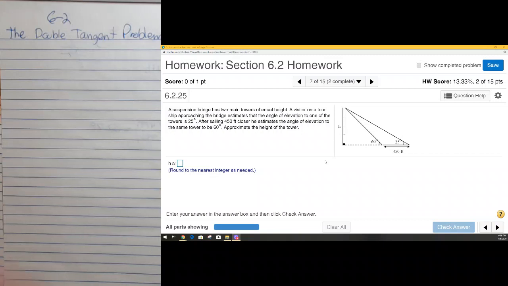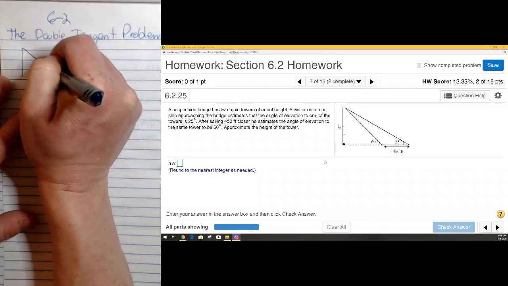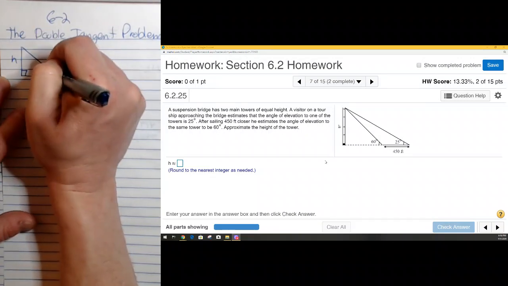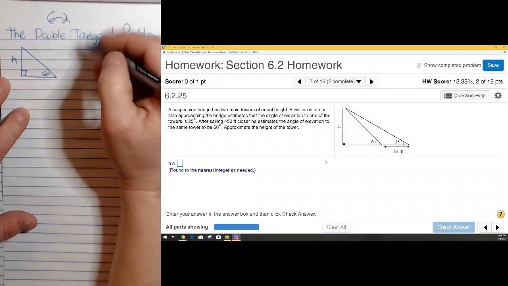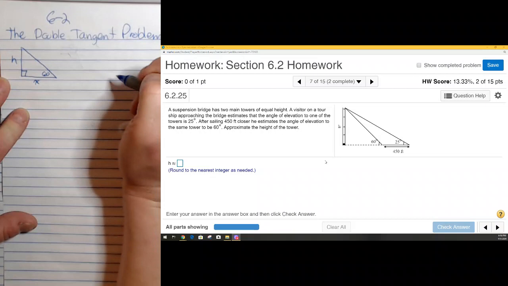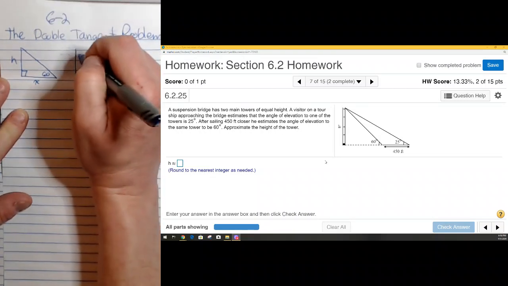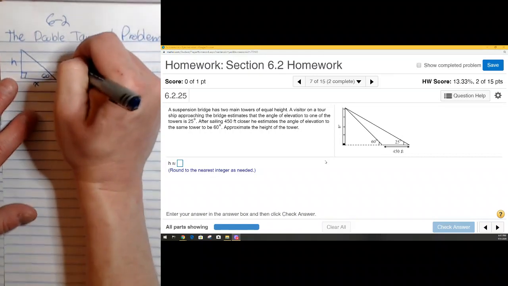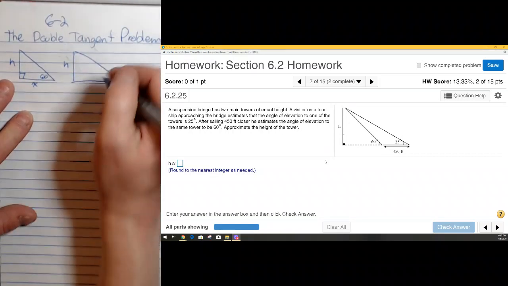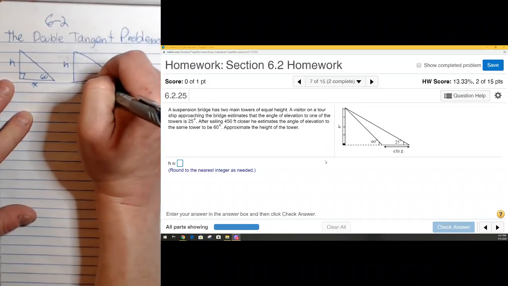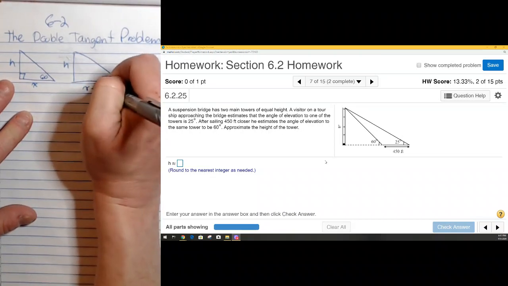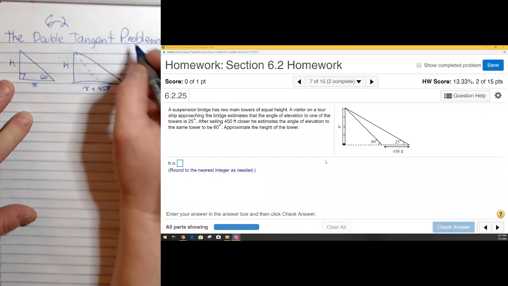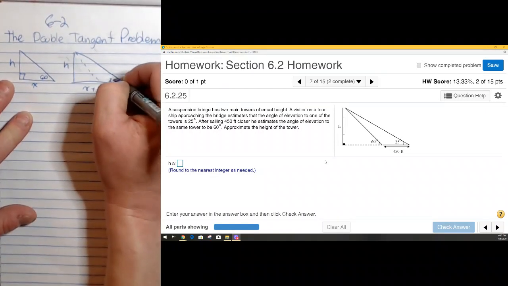We have a small triangle where we have our height, and in this problem we have 60 degrees, and then we have this unknown value of x. And then we have another bigger triangle. We still have our height here, and then we also have this length here is going to be x plus 450, because we have that other little triangle that's right here. And this is going to be 25 degrees.